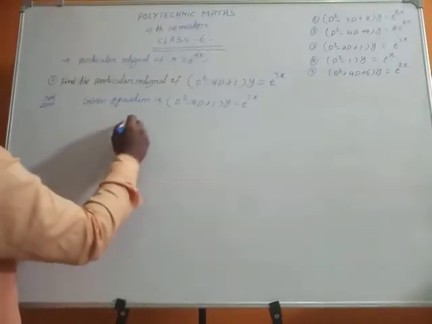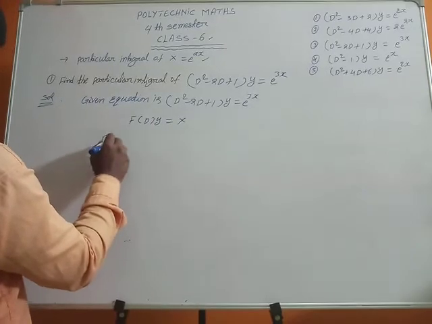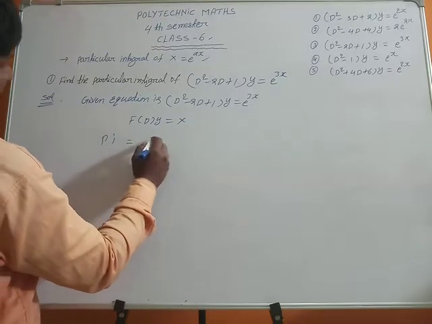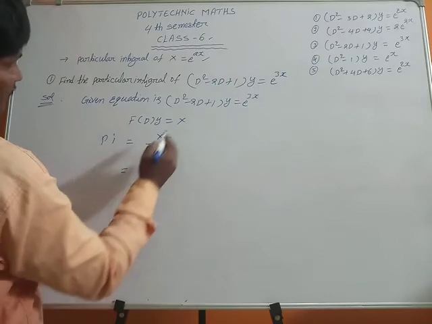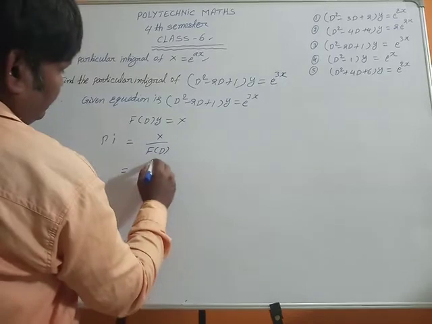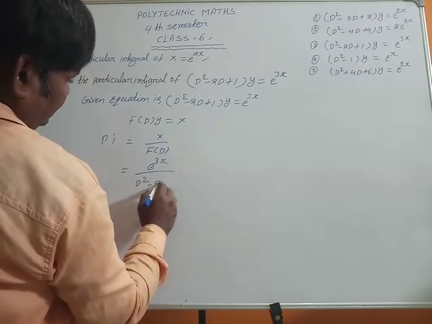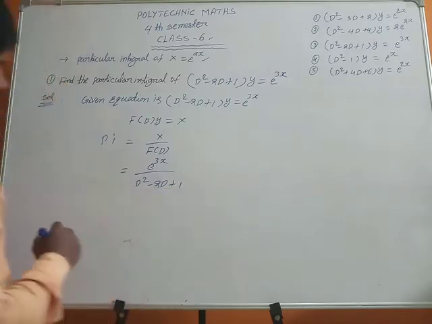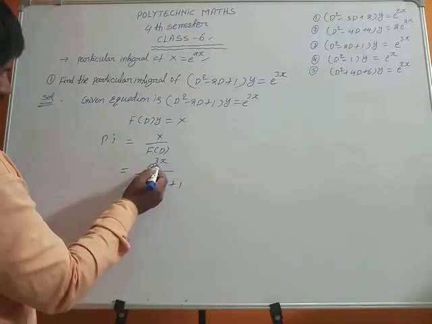So this is in the form of f of d into y equal to x. We want the particular integral, which is equal to x by f of d. So f of d means this given equation, and x means e to the power of 3x by d square minus 2d plus 1. Now we substitute the value of d as 3.